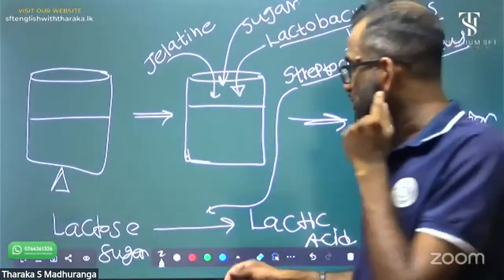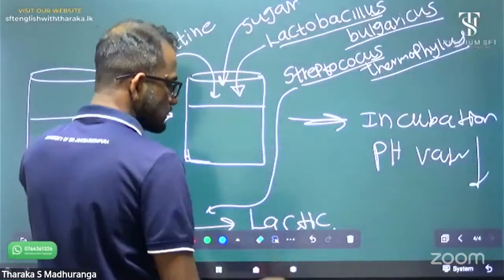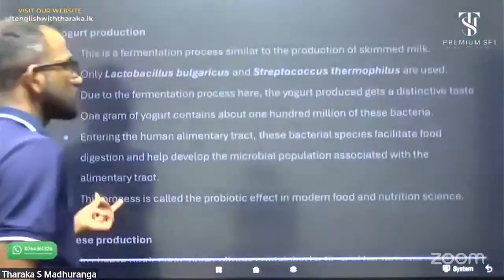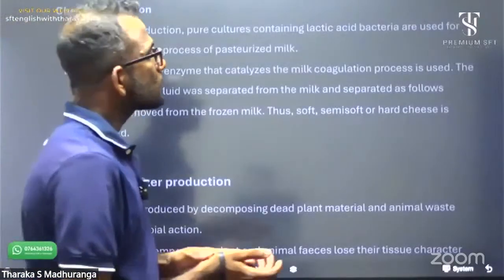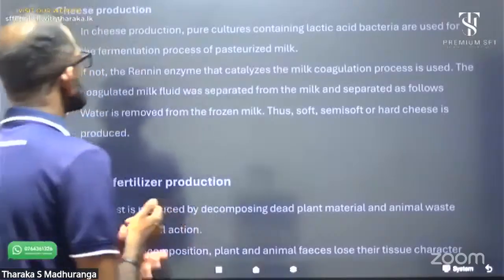Okay, let's move on to cheese. Cheese production. In cheese production, the main difference is what we have to introduce to the fresh milk.